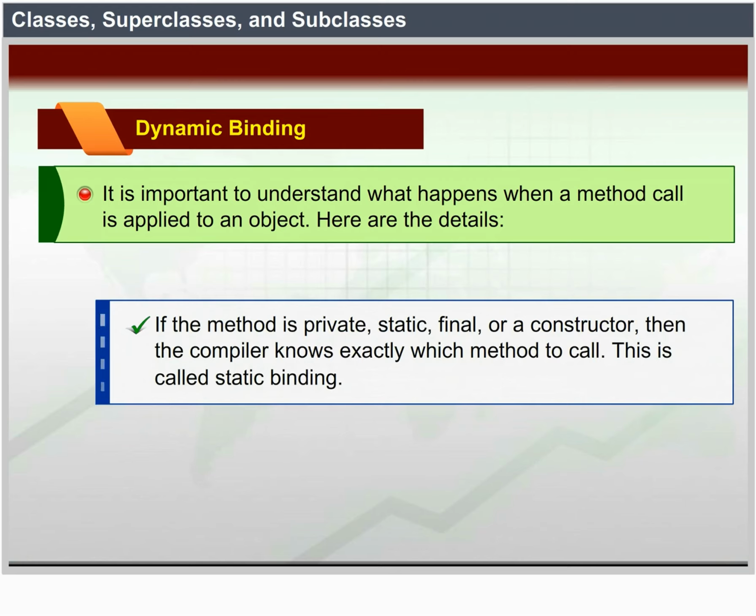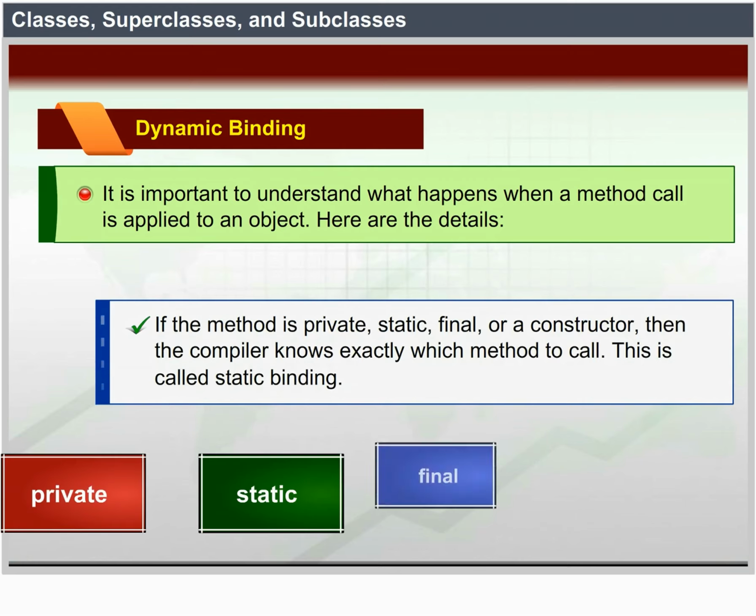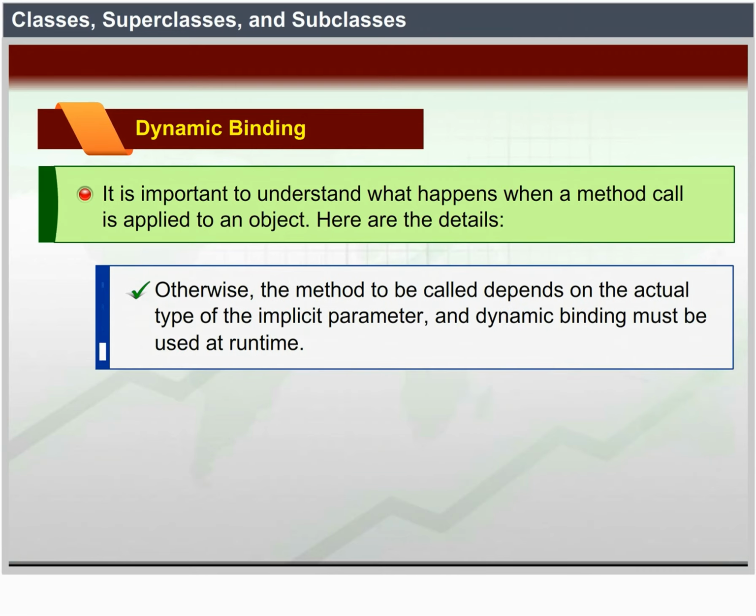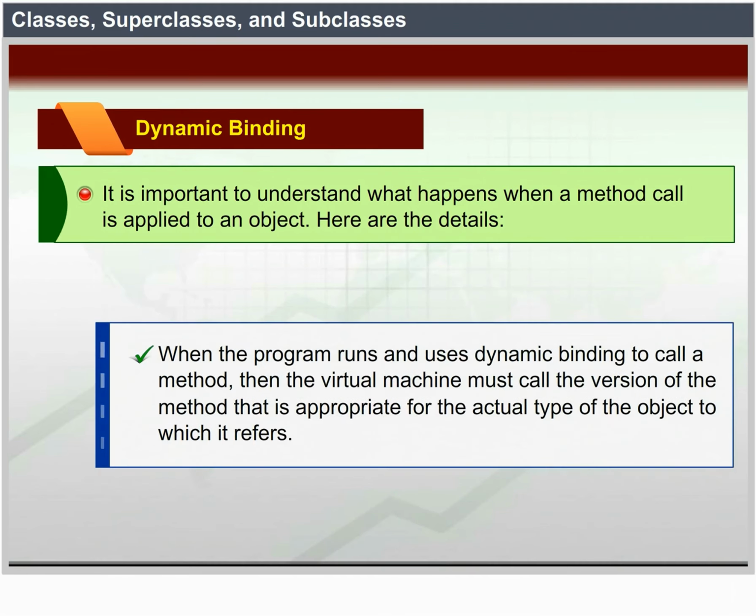If the method is private, static, final or a constructor, then the compiler knows exactly which method to call. This is called static binding. Otherwise, the method to be called depends on the actual type of the implicit parameter, and dynamic binding must be used at runtime. When the program runs and uses dynamic binding to call a method, then the virtual machine must call the version of the method that is appropriate for the actual type of the object to which it refers.